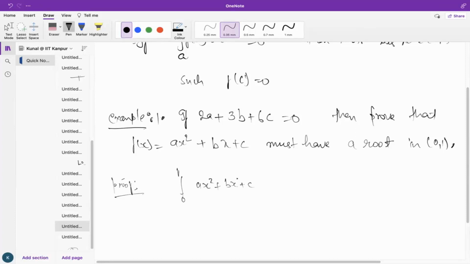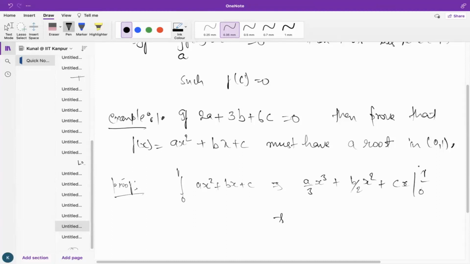Because if its integration is 0 between a and b, then there must lie a c between a and b where f(c) is 0. That means a root exists. So let us integrate this function and check whether it is possible. If we integrate this function, what we get is a by 3 x cube plus b by 2 x square plus cx, right? And we have to put the values from 0 to 1.